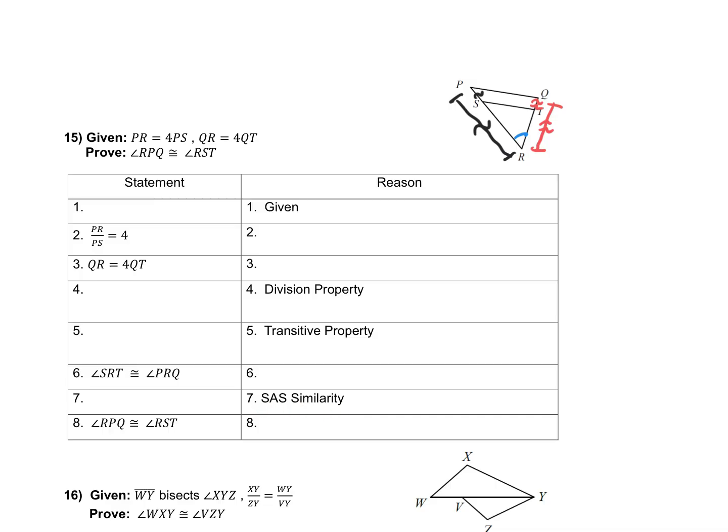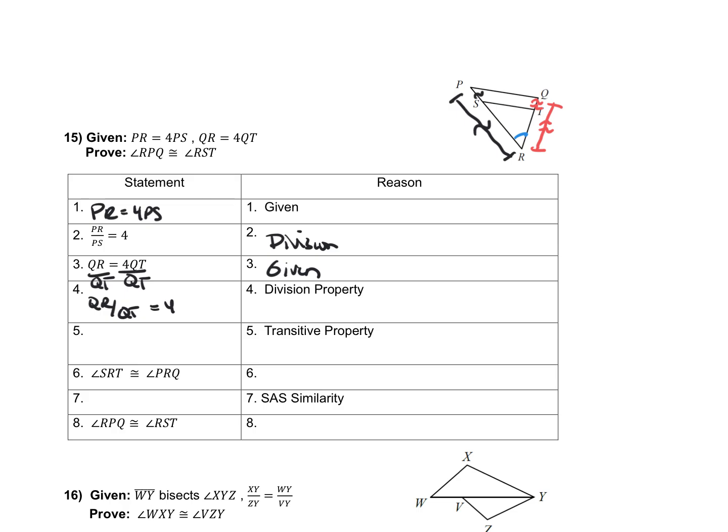So the first thing I'm going to do is put my given in here. I got PR is equal to 4 PS and QR is equal to 4 QT. Oh, I noticed down here that they actually use QR, so I will get rid of the second one and write given down here. So just like the last example, all they're doing is dividing PS out from both sides. So this is division. And then here I need to divide QT out from both sides. So I end up with QR over QT is equal to 4. And that's the division property.